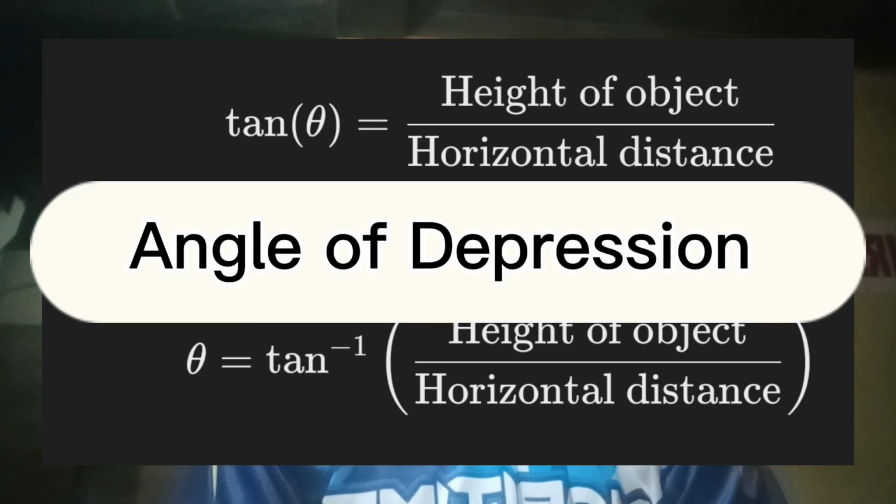Next topic is angle of depression. Angle of depression is the angle formed between the line of sight from a particular point and the horizontal when you look downward at an object. Essentially, it is the angle you make when you look down at something below your line of sight, such as when you're standing on a cliff and looking at something at the base.